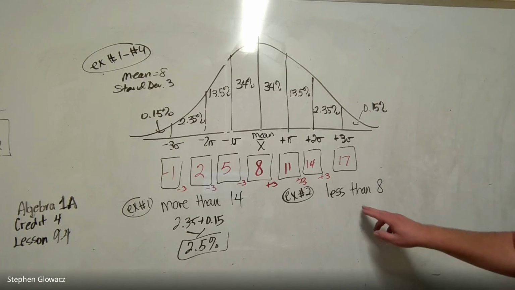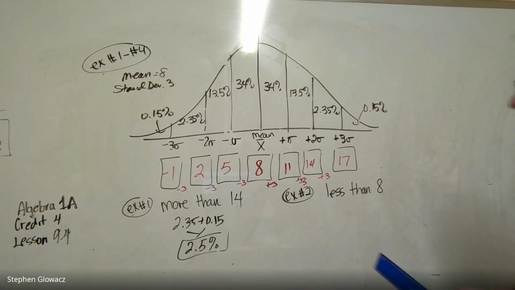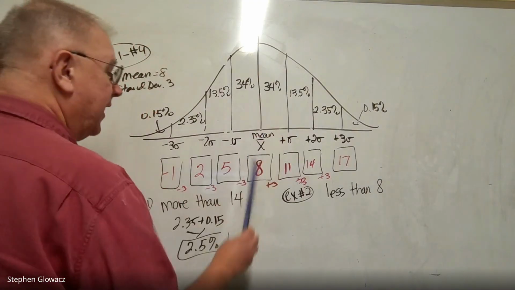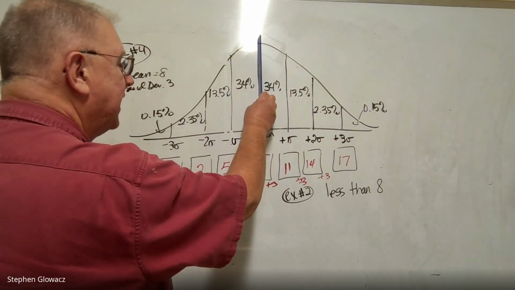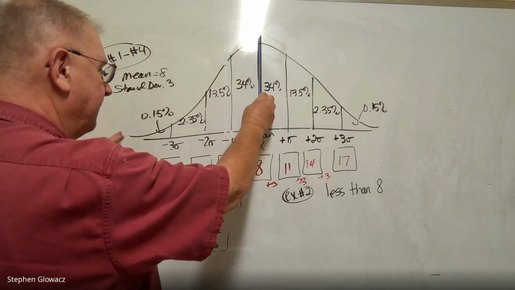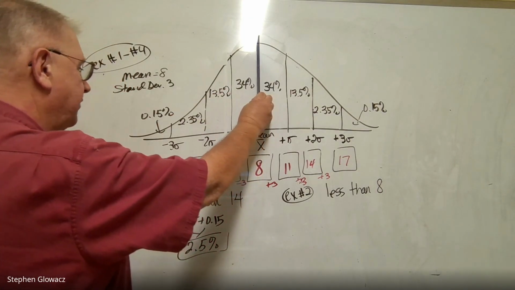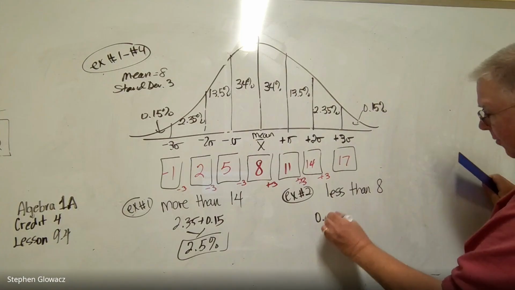All right, what about an example for number 2, the probability that a student likes less than 8 songs? Once again, we're going to find the line for, in this case, 8. So here's 8 right here. Less than is going to be to the left. So we're going to add up all the percentages that are to the left, starting with the 0.15.